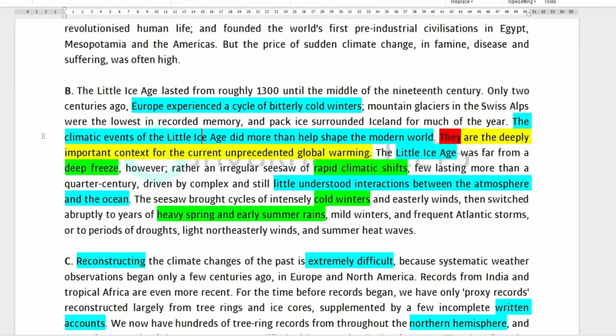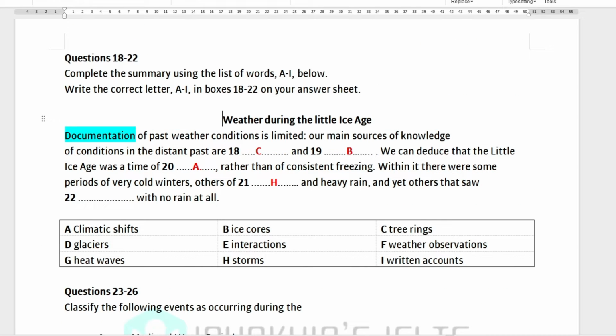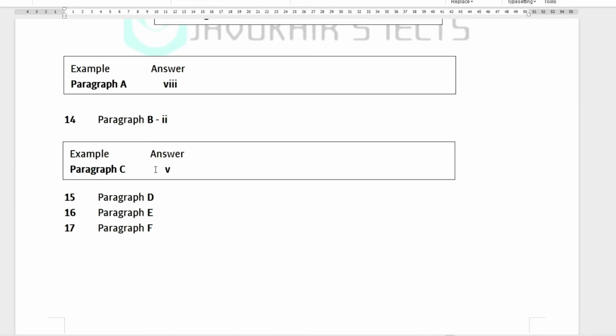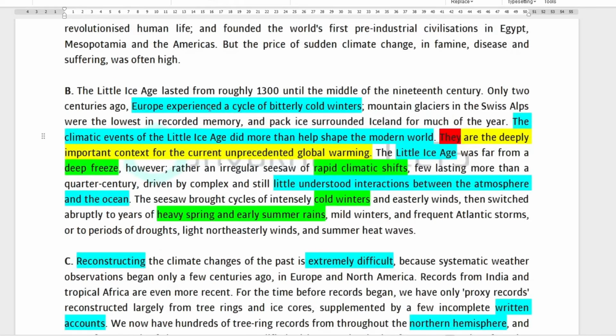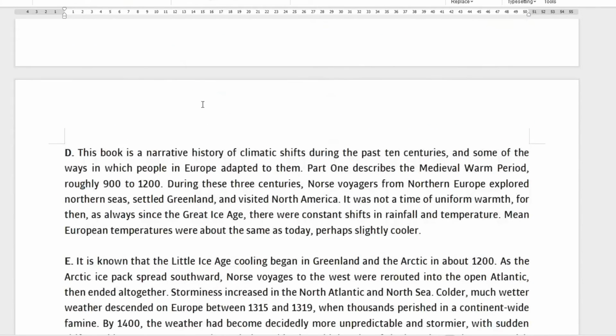So we have to be 100% confident that our answer is heat waves. Should we think more about that? I do not really think so. So I think we're going to choose G for that. There we go, we finished the classification, and we're going to return back so we understand what's going on in the C paragraph.